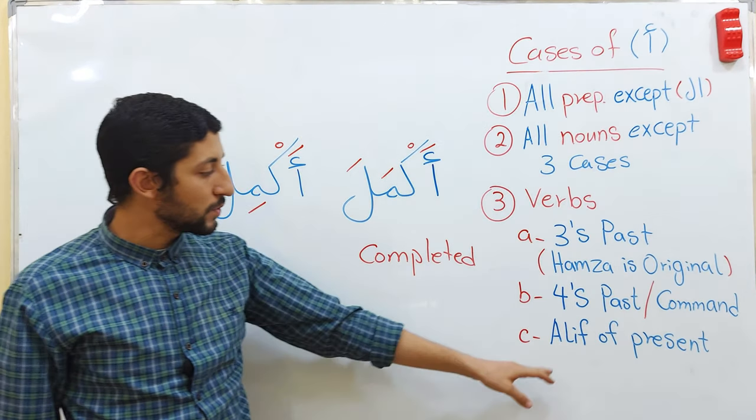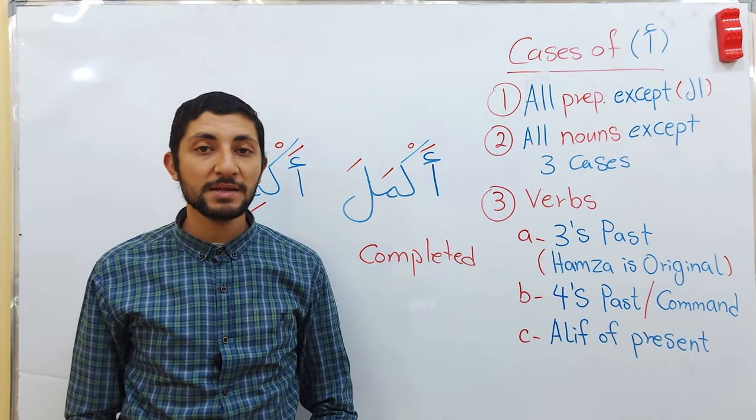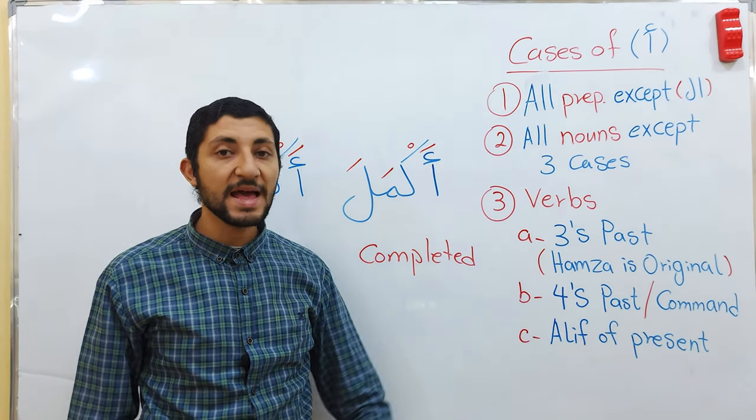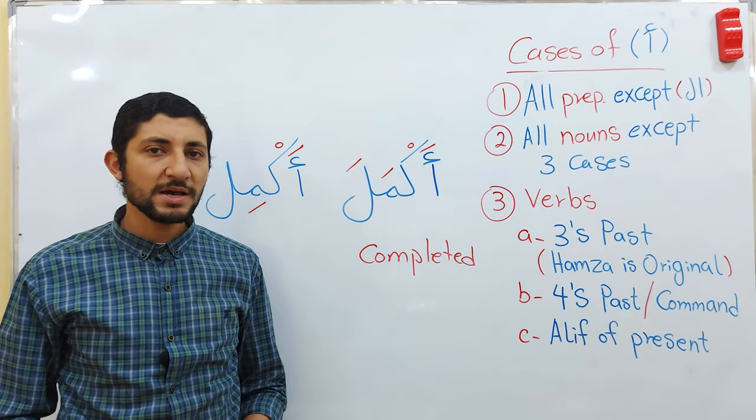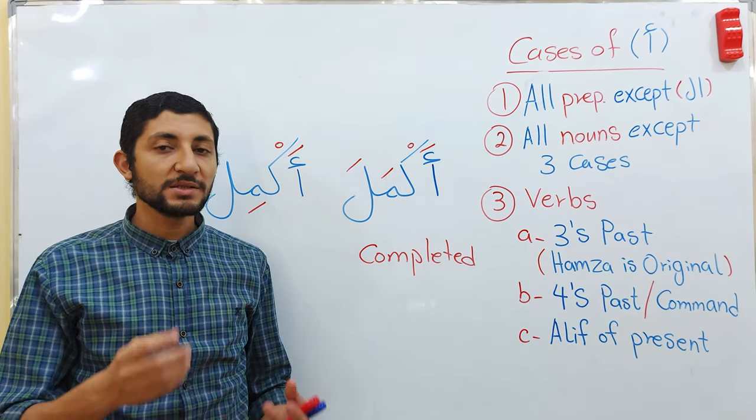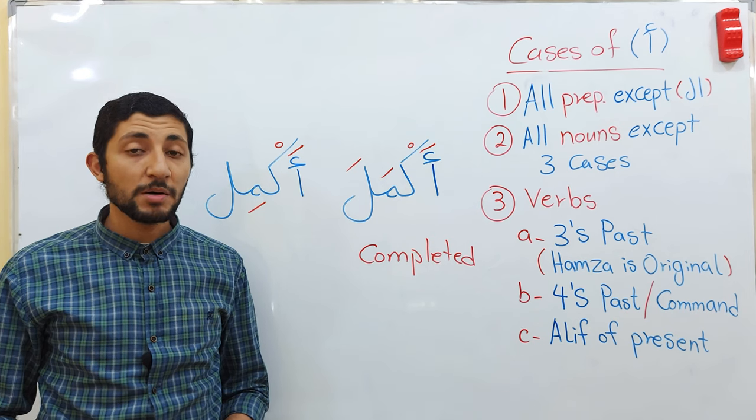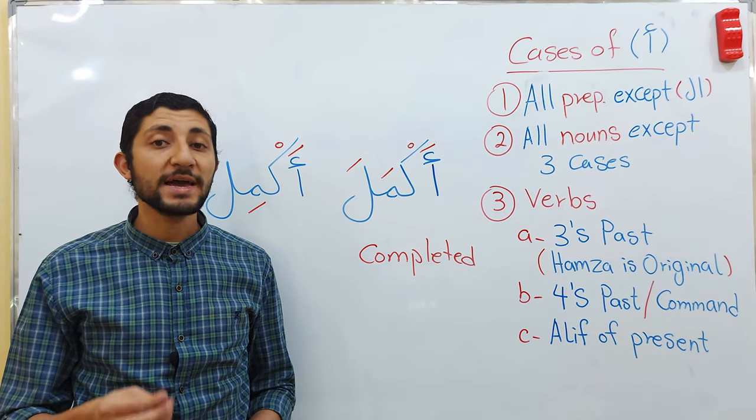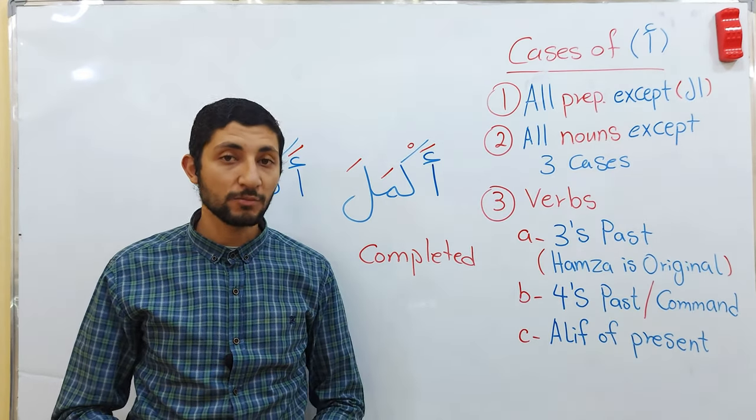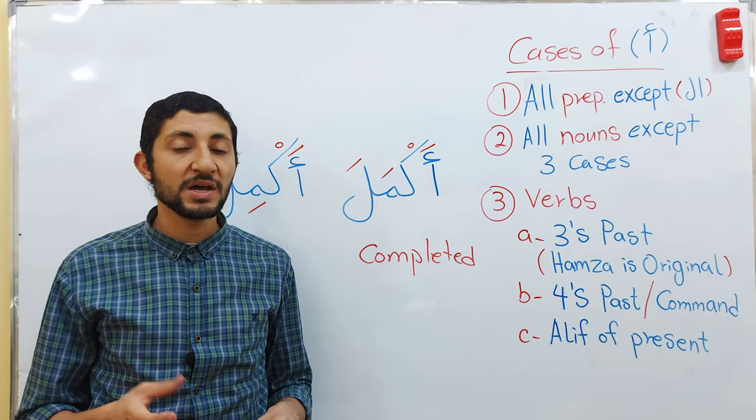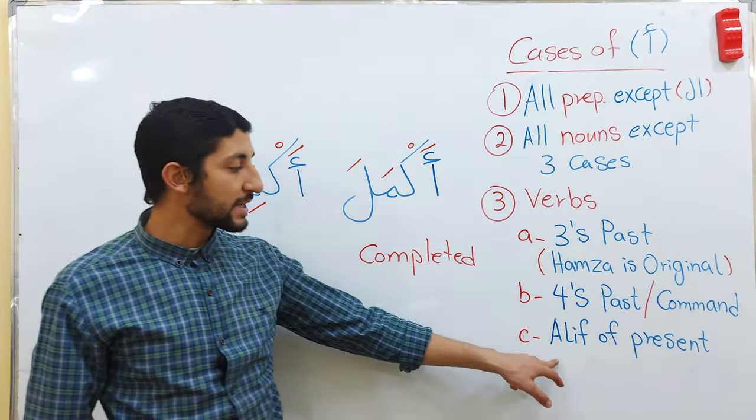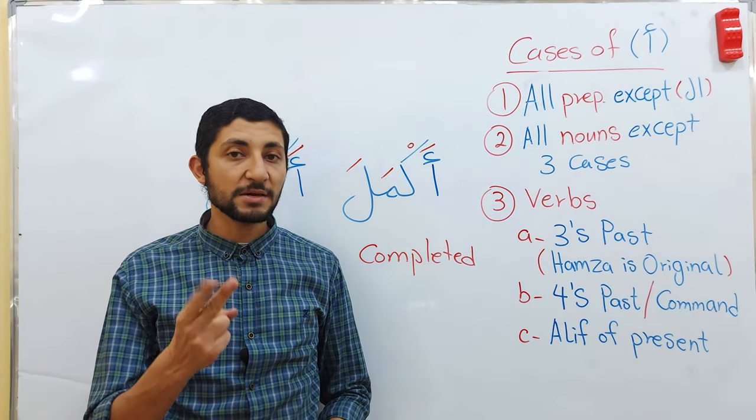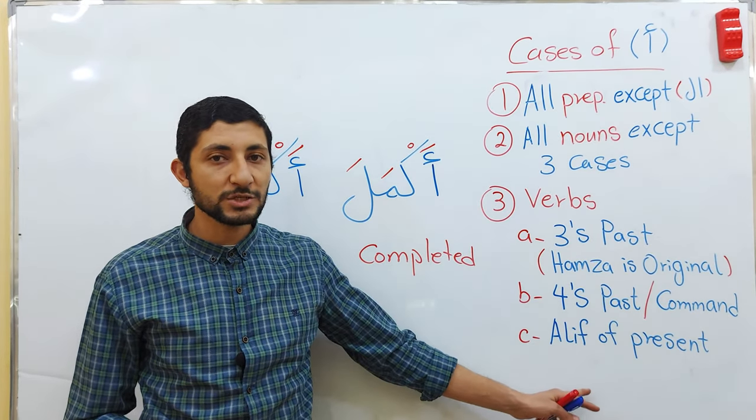Okay, let's now move to the last type of verbs that contain همزة قطع. And this is only the present. We call it ألف المضارعة, the ألف of the present. Sometimes the verb itself doesn't have همزة. But whenever we want to conjugate this verb with the pronoun I, we will add what we call همزة المضارعة. So it's not originally in the verb. We will have to add it. And this is the only case in which we deal with the present. We dealt with past, command, and the infinitive of the verb.